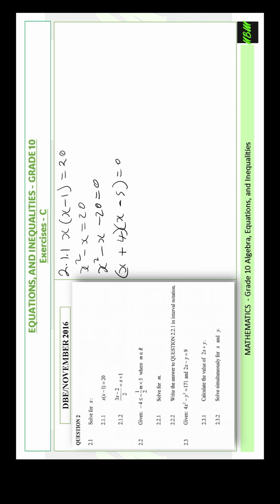All right, after factorizing, now we need to equate each factor to 0. Then we say x plus 4 equals to 0, or x minus 5 is equals to 0. Then x will be equals to negative 4, or x will be equals to positive 5. Then this will be our solution for 2.1.1. Now 2.1.2, we are having 3x minus 2 all divided by 2 is equals to x plus 1.